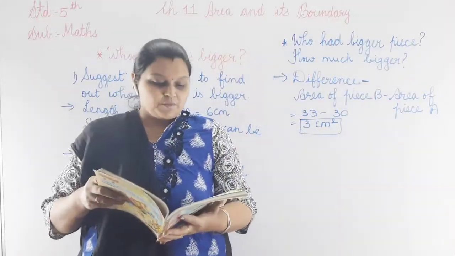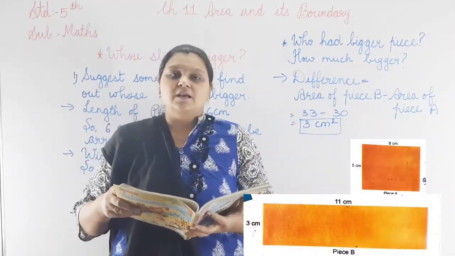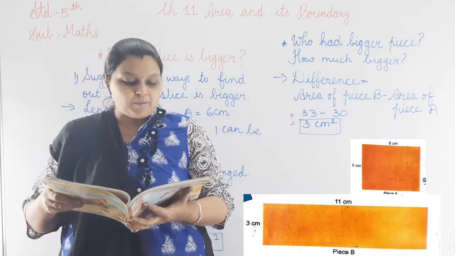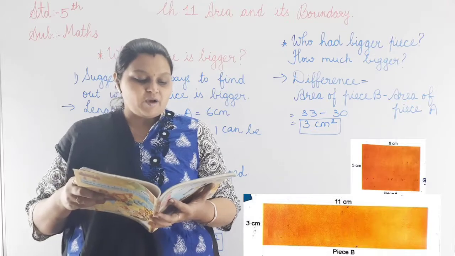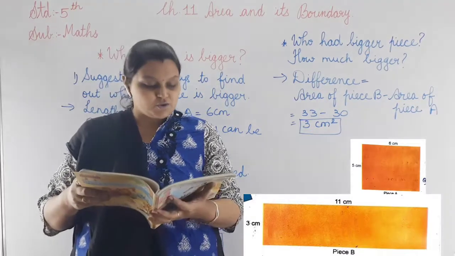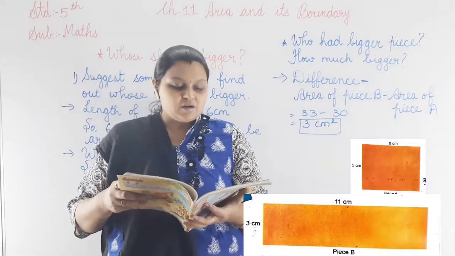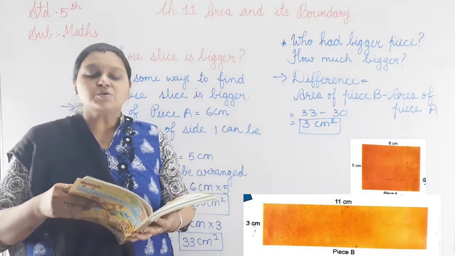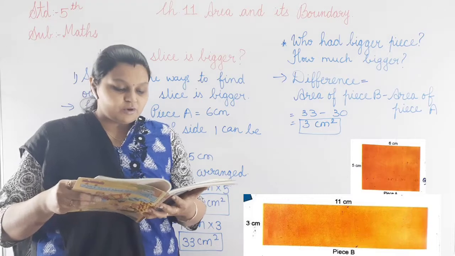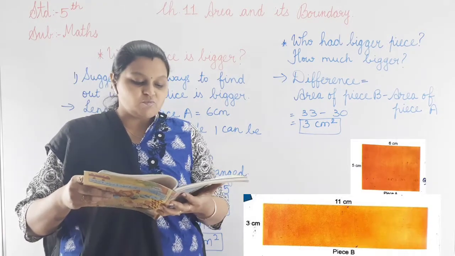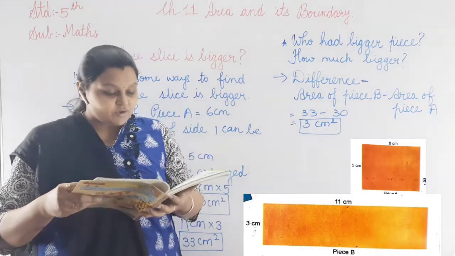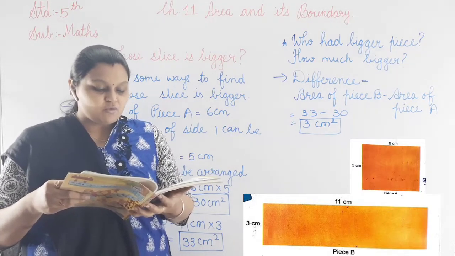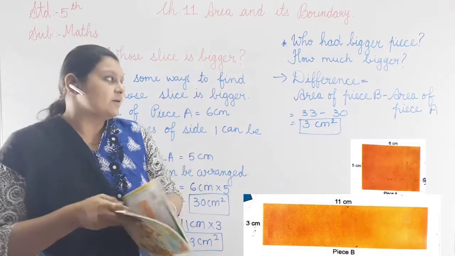Now the first topic is whose slice is bigger. Parth and Guinea bought aam papad, that is dried mango slice, from a shop. Their pieces look like this. Here the picture of two pieces is given to you. Both could not make out whose piece was bigger. The question is, suggest some ways to find out whose piece is bigger.